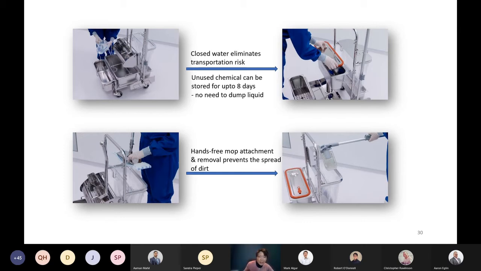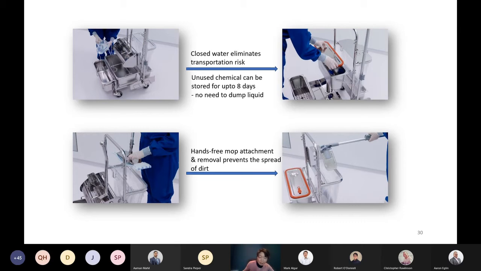Another beauty of that, in addition to the safety aspect, is that it actually helps conserve chemicals. Any unused chemical can be stored in the sealed bucket for up to 8 days, depending on the shelf life of the chemical. So there's no need for you to dump any unused liquid.